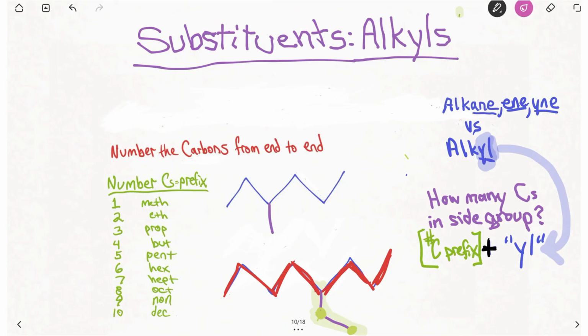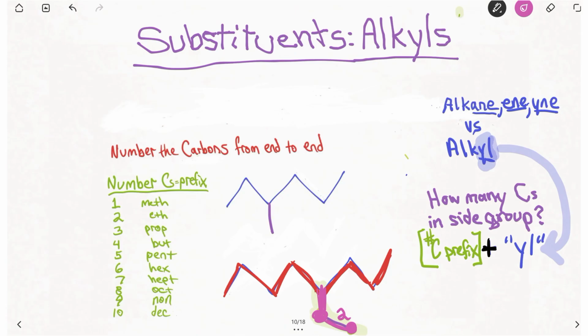Now, don't get confused and count this attachment carbon in with the substituent. Because see, if you did that, you would get 3 carbons, right? You don't want to count what's on the actual parent chain, because we've already counted that carbon on the parent chain. So you can't count that again. You only want to count the carbons on the actual substituent. And then this carbon is just bonded to the chain right there. So this only has 2 carbons in the substituent.